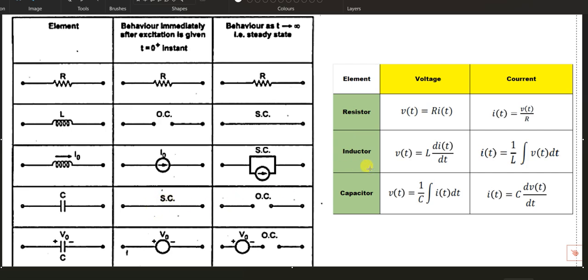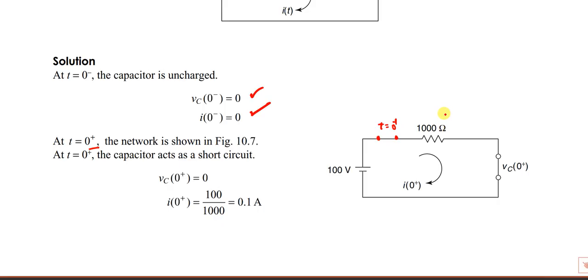Remember the voltage across a capacitor is 1/C times the integral of i(t) dt. For an inductor, it is L di/dt. For a resistor, V equals R times i(t).